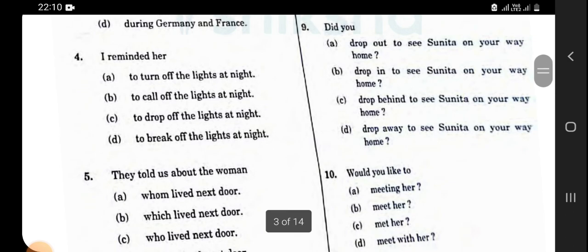Number 9. Drop out. Did you drop out to see Sunita? Drop out is probably used when you are dropping out from school, university, and college. Drop behind to see Sunita? No. Drop away? Again no. So the answer will be drop in to see Sunita on your way home.